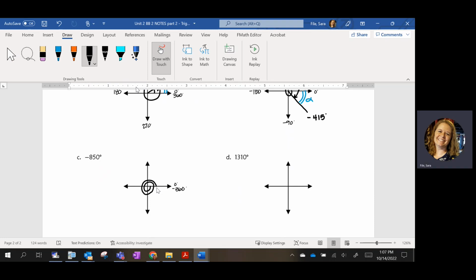$850 minus 720. What's the difference? 130. So I need to go 130 degrees more. So remember, a quadrant is 90. Okay, so 130 is going to be like here-ish.